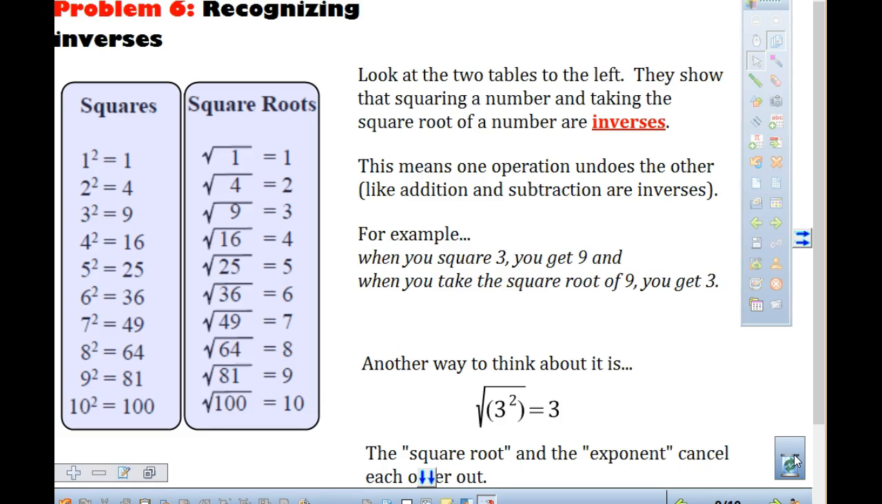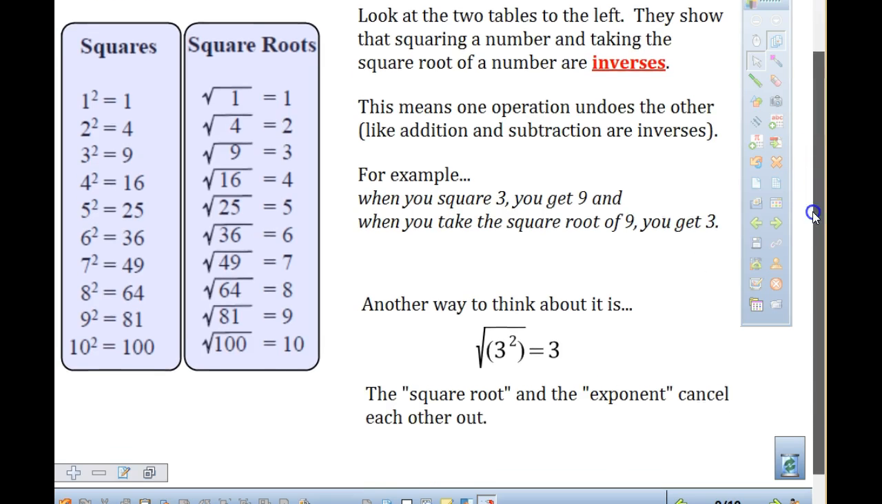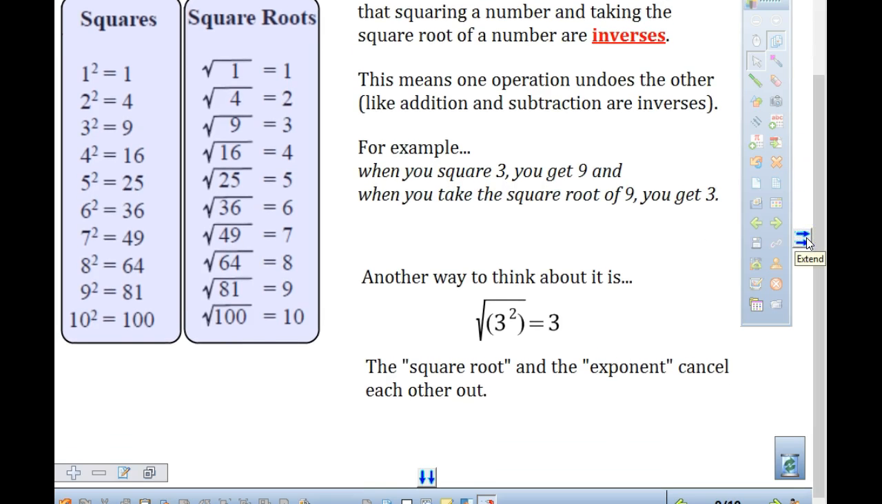This means one operation undoes the other one, kind of like addition, subtraction, multiplication, division. 3 squared, you get 9. The square root of 9, you get 3. Another way to think about it is this. These two things right here, this and this, they undo each other. So if you square any number and then take the square root of it, it equals that number.